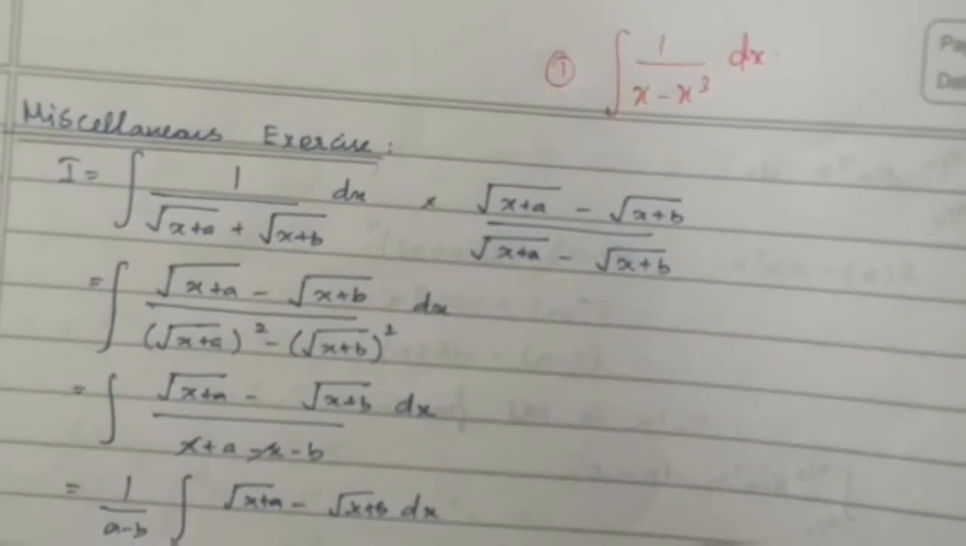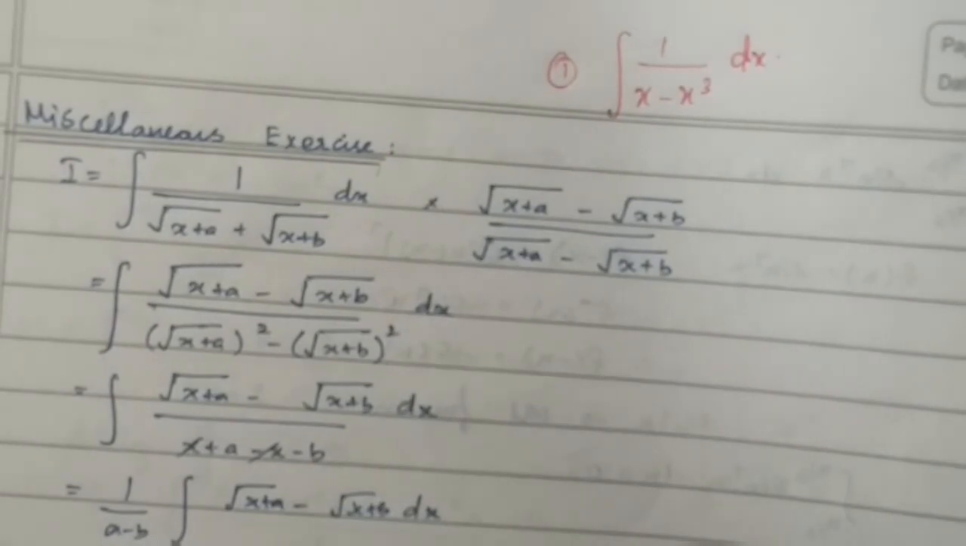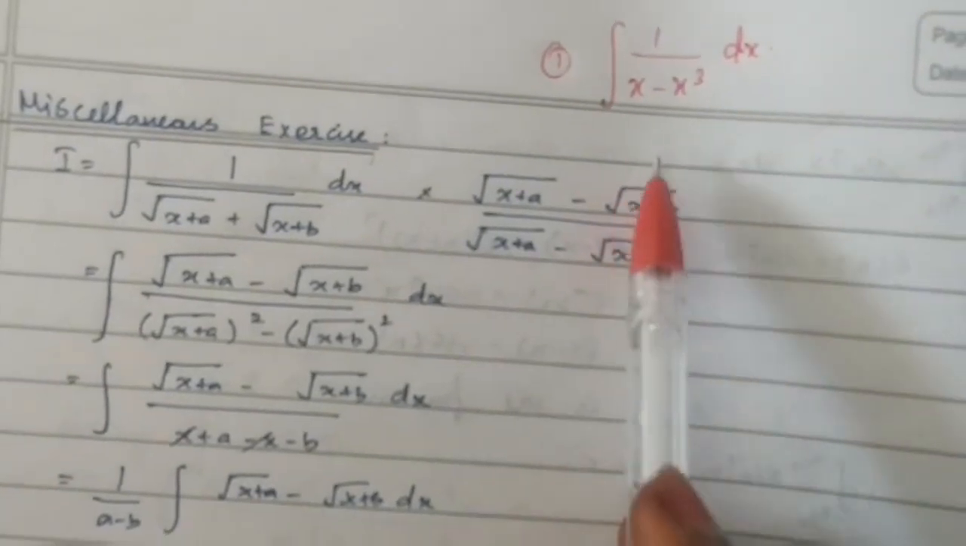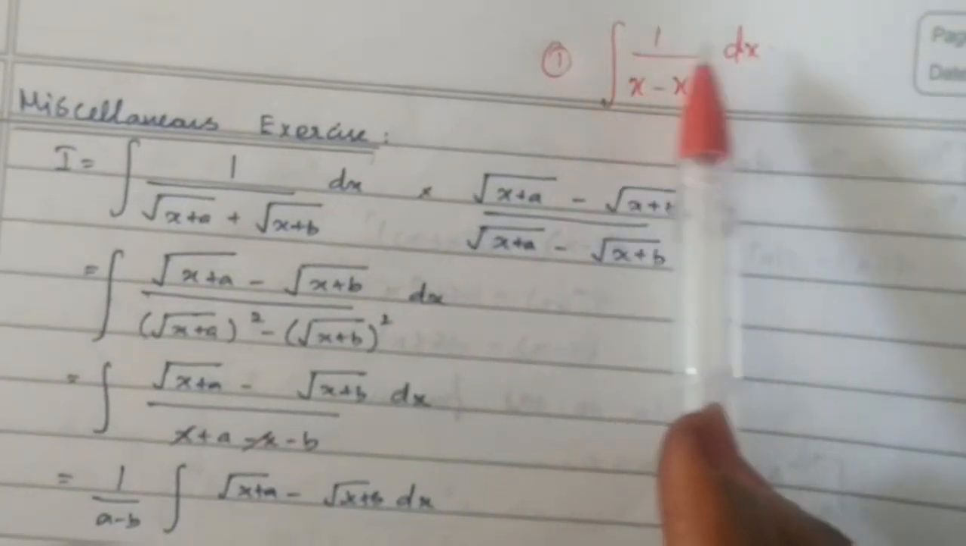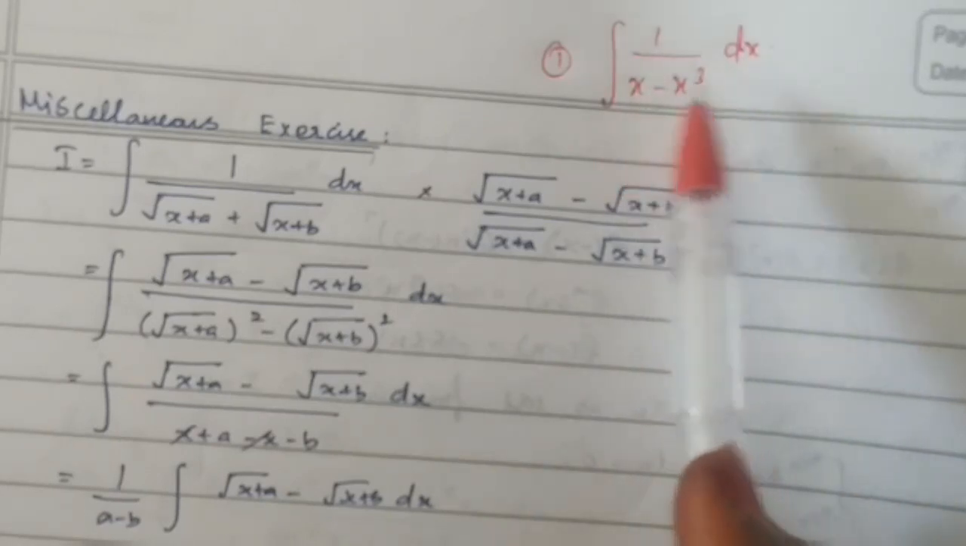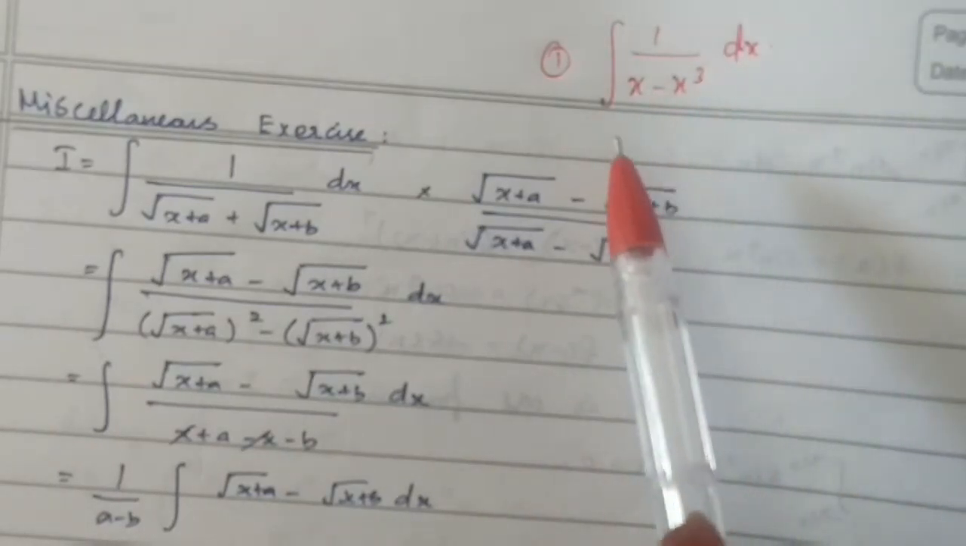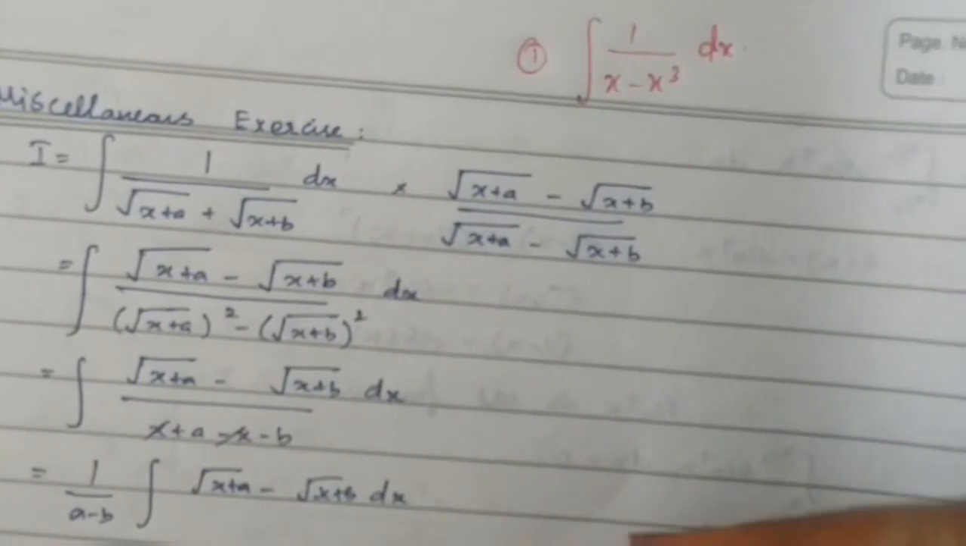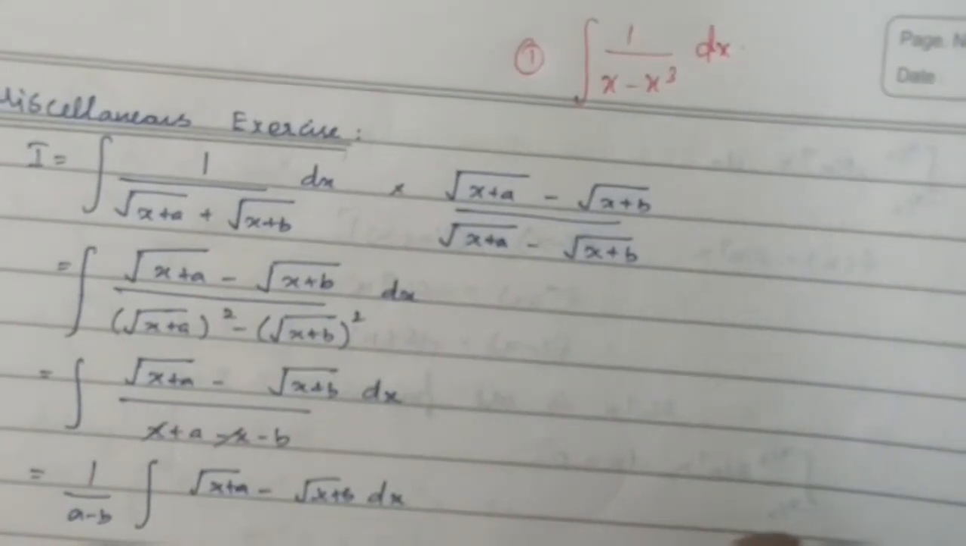Welcome to this session. Let us move on to the miscellaneous exercise. The first sum is a homework sum: the integral of dx divided by x minus x cube. Now, how to do this? You should think about it. There are several methods we have learned.